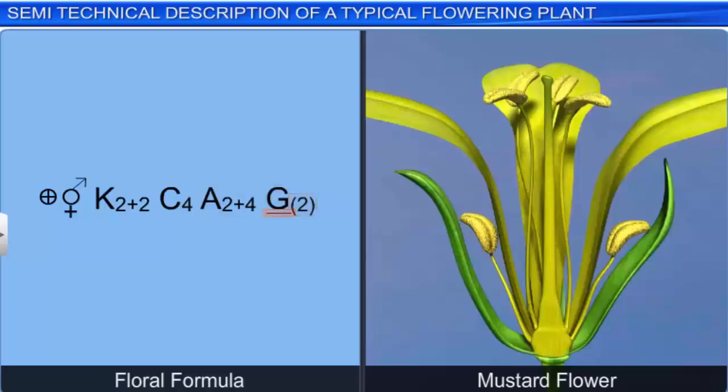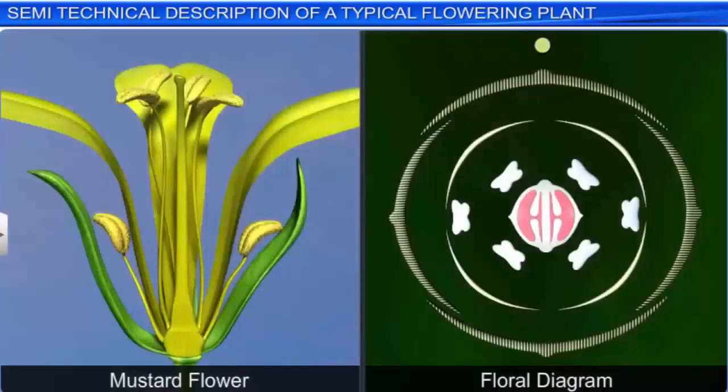The floral formula of a flower is usually accompanied by its floral diagram. The floral diagram is a graphical representation of the cross-section of a flower and provides information about the different parts of a flower, their arrangement, and the relationships between these parts.